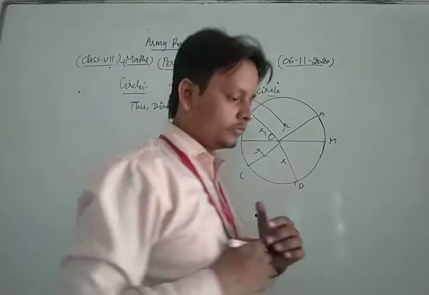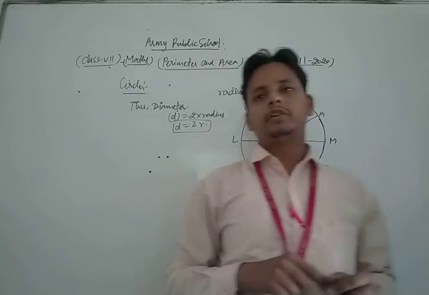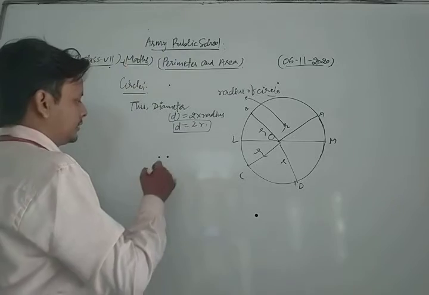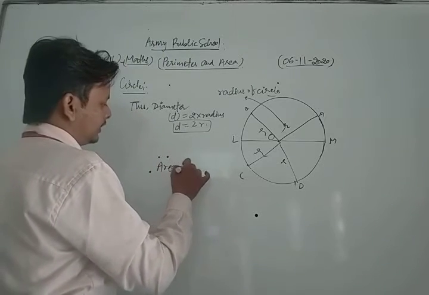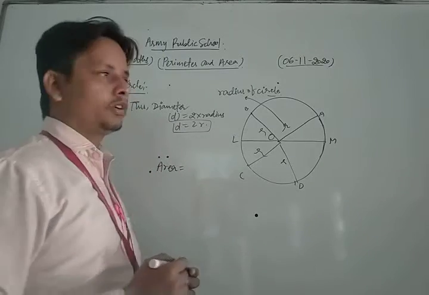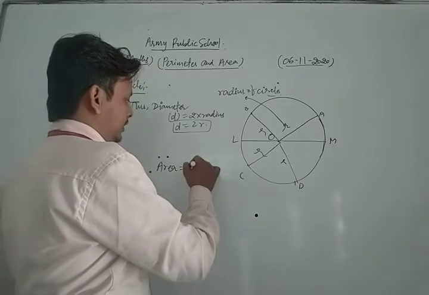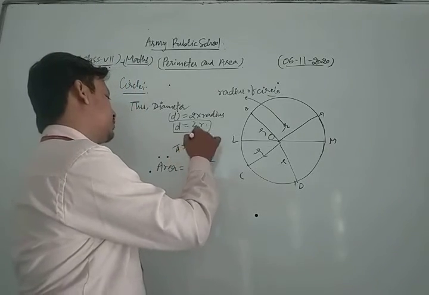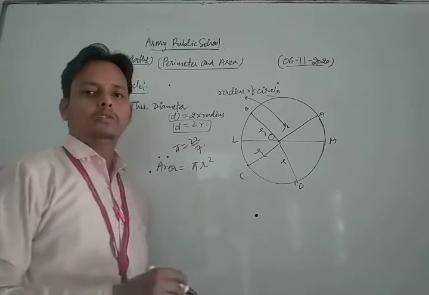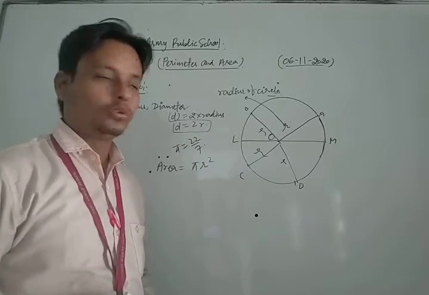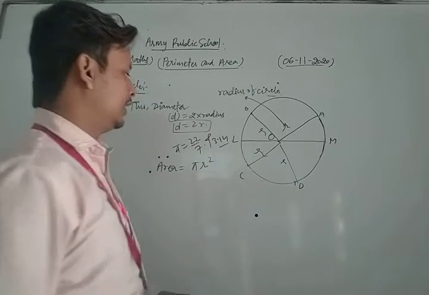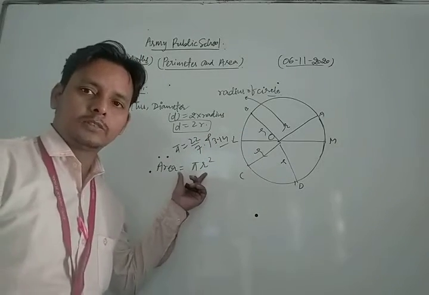Then we discuss the formula for the area and circumference of the circle. First of all we discuss the area. The formula for the area of a circle is pi r square. Here the value of pi is fixed, which is 22 upon 7 as well as 3.14. The formula for the area of a circle is pi r square.